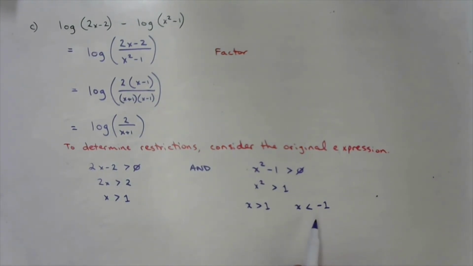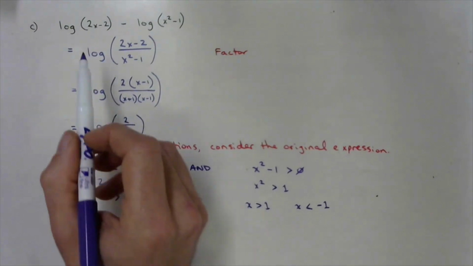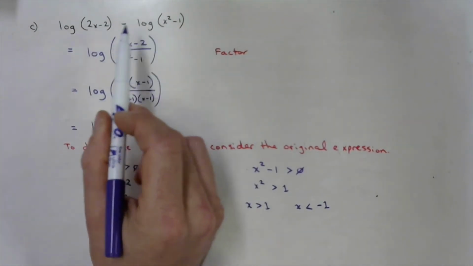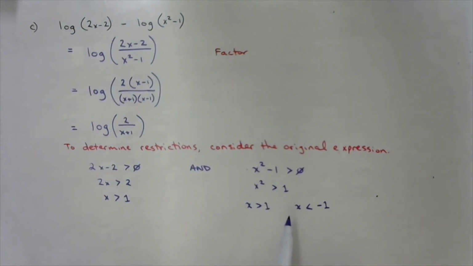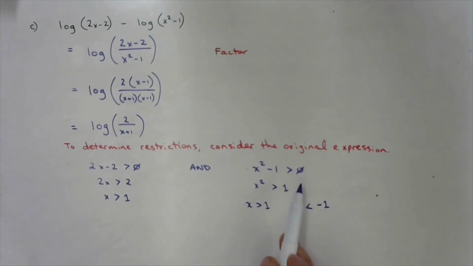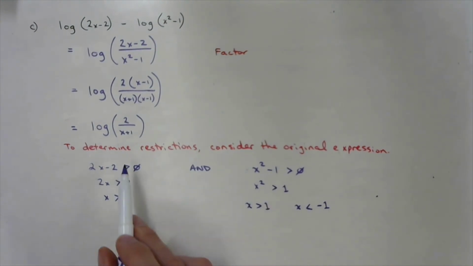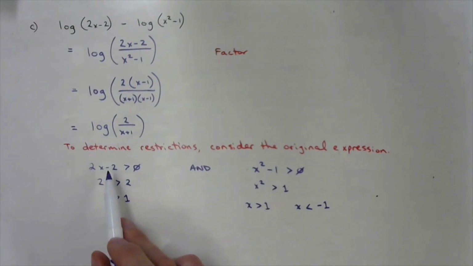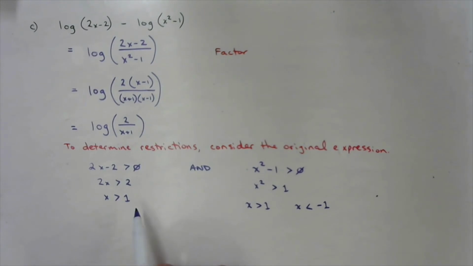Now, which restriction makes both of these pieces true? Well, they're both true for x greater than 1. If x is less than negative 1, it works for this log, but not for this log. Okay, so we have to impose x greater than 1 on the whole expression.